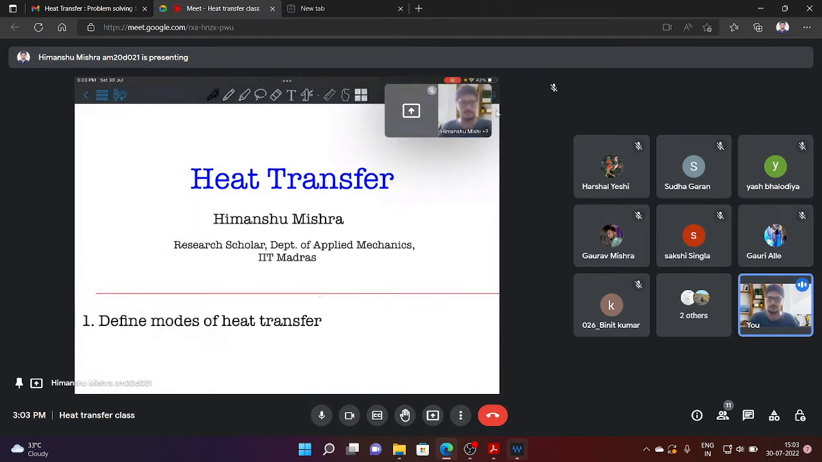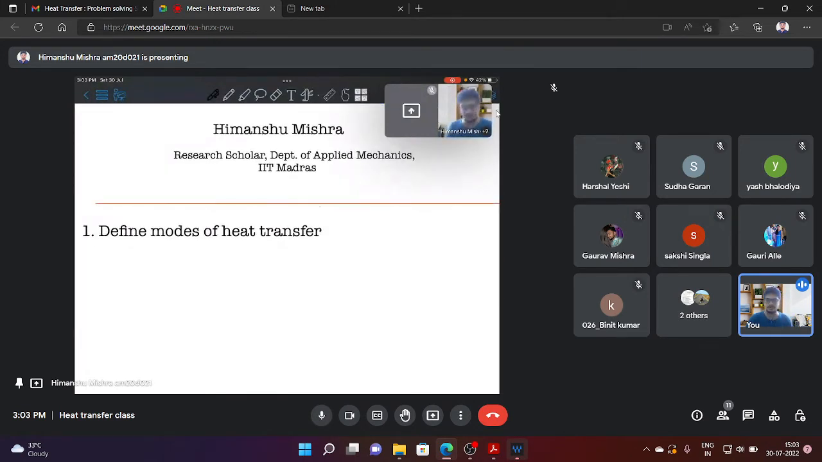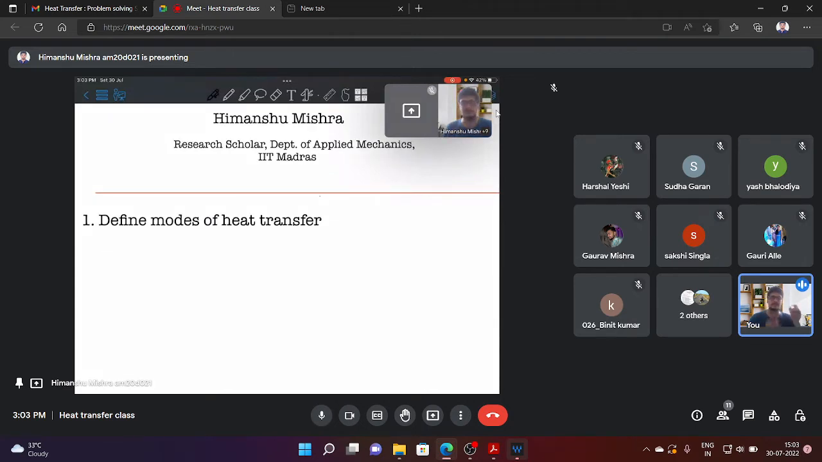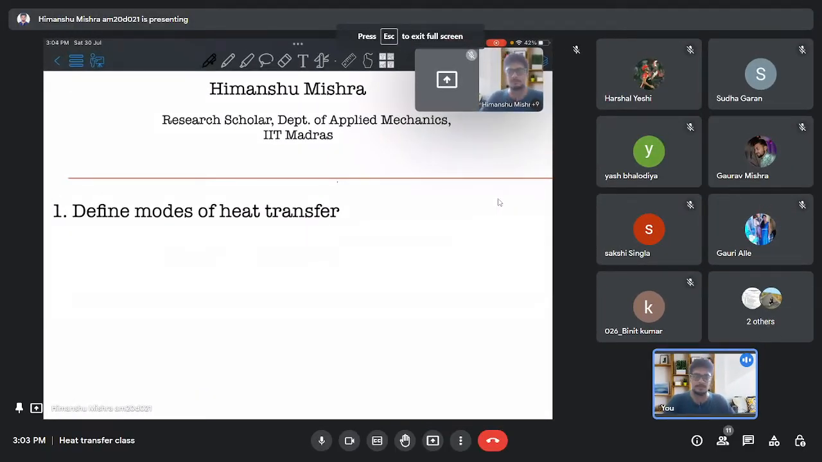So we will start with the first basic concept, which is to define the modes of heat transfer. As we know, heat transfer is just the transfer of thermal energy from the higher temperature to the lower temperature, and this can be done by three modes. The first mode is conduction.